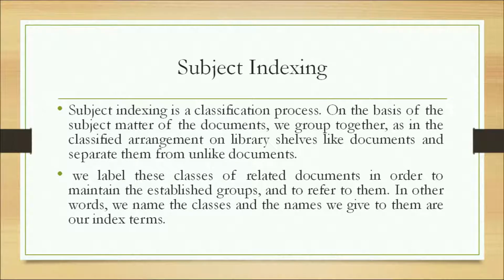Now we will talk about subject indexing. Subject indexing, in fact, is a classification process. On the basis of the subject matter of the documents, we group together books which have similar content or similar subject matter, and the books which deal with different subject matter, or are unlike, not similar, are separated from the documents which deal with the same kind of contents. We label these classes of related documents in order to maintain the established groups and to refer to them. In other words, we name the classes, and the names we give to them are our index terms. All the books dealing with the topic of classification will be given this name, and this name, classification, becomes an index term.